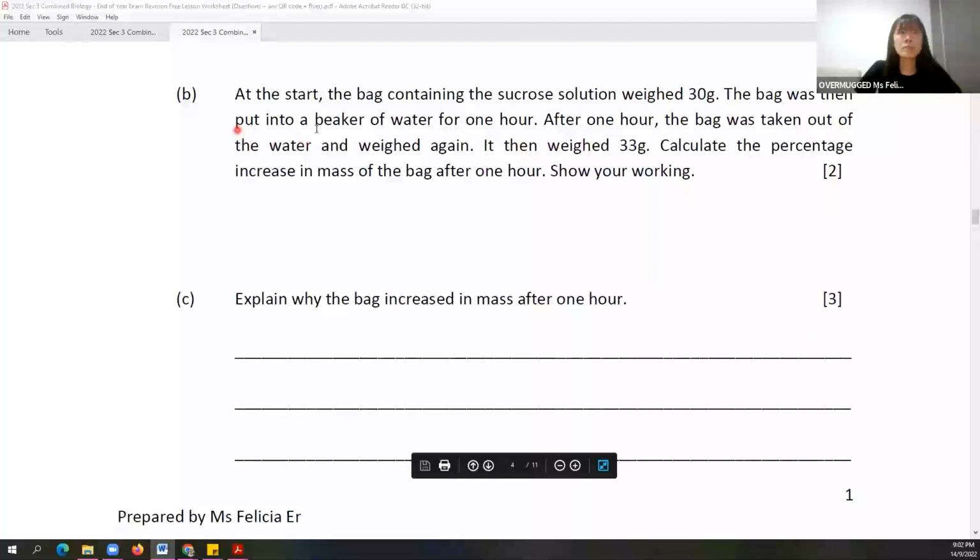Okay, so for part B, at the start, the bag containing sucrose solution weighed 30 grams. The bag was then put into a beaker of water for 1 hour. After 1 hour, the bag was taken out of the water and weighed again, and this time around, from 30 grams, it became 33 grams. Calculate the percentage increase in mass of the bag after 1 hour and show your working. This one is quite mathematical, right? So what is the increase in mass? Can you tell me how many grams it is?